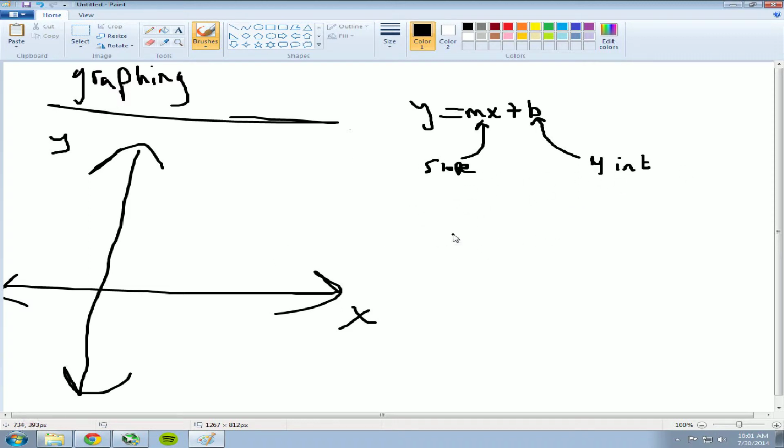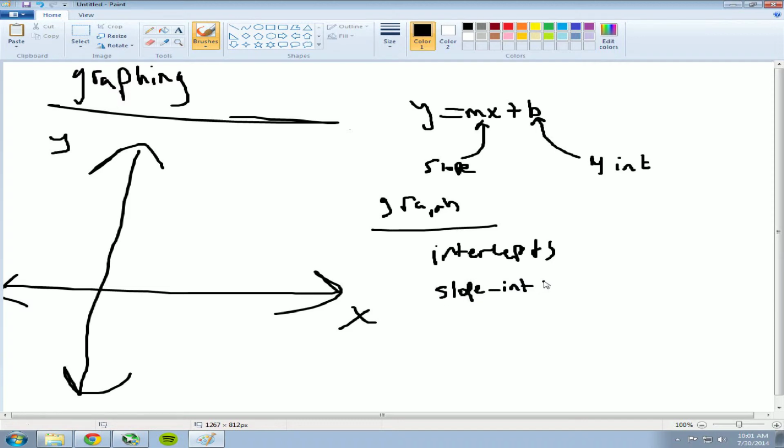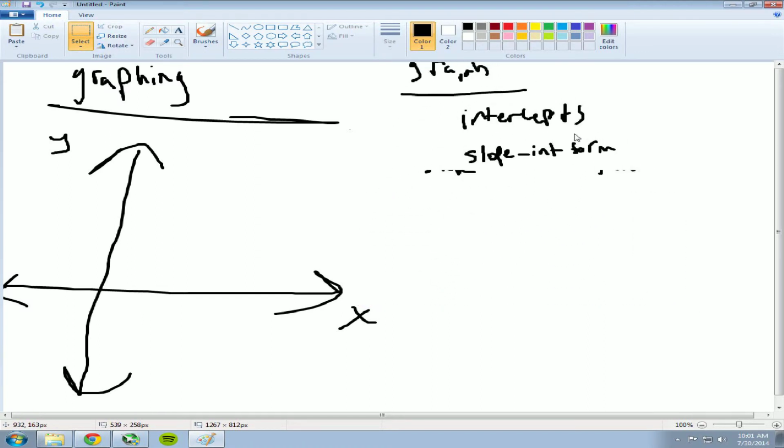Now, how does this work? There are two ways to graph something. You either graph it through intercepts, or through the slope-intercept form, or by using slope, in other words. So we shall graph using intercepts first.